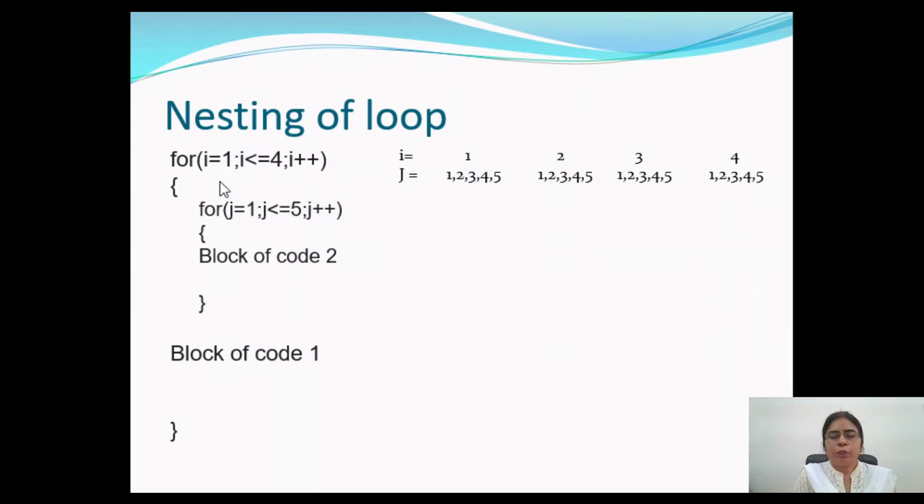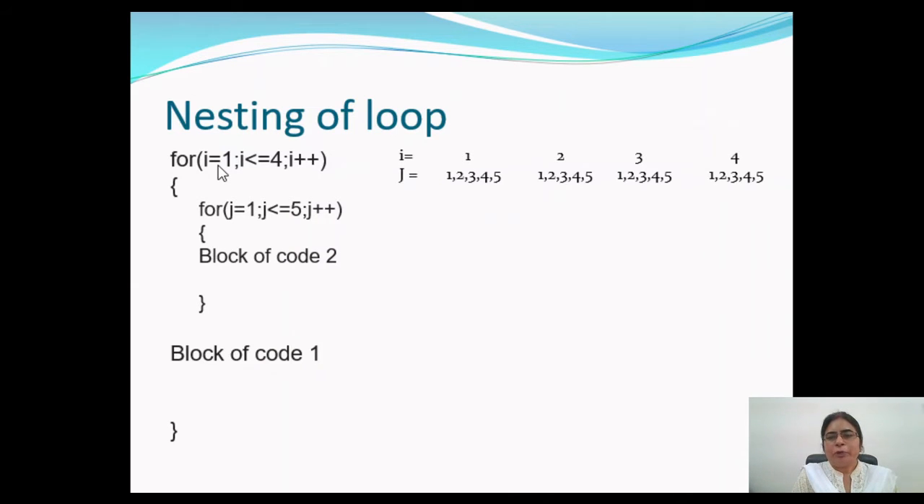For loops also have a similar type of structure. This is the outer for loop and this is the inner for loop. We can have nesting up to many levels; I have shown just one level of nesting. The outer for loop is working on loop variable i and the inner for loop is working on loop variable j.